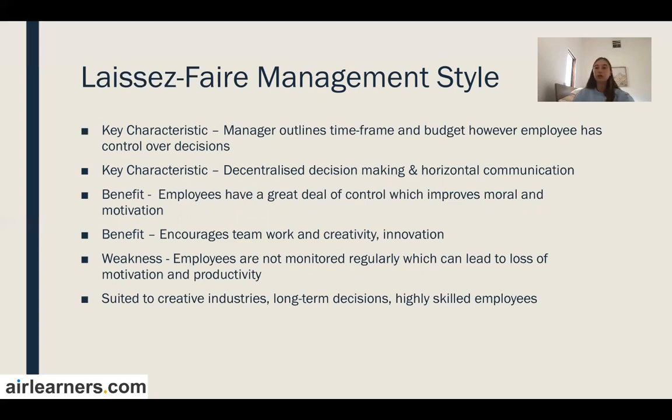Apple, Google, all those kinds of tech industries use a laissez-faire management style, because when an employee has a lot of scope to make their own decisions, it allows for creative thinking rather than being told exactly what to do.